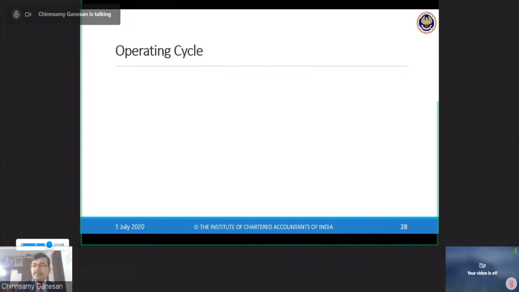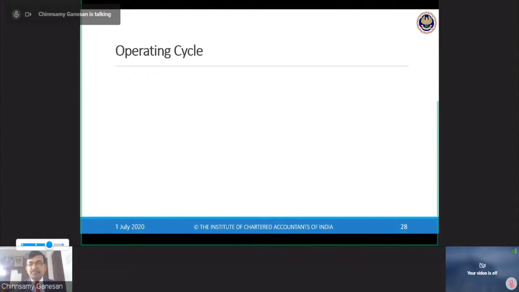And another 15 days is required to convert WIP into finished product. And debtors will be collected in 3 months time. What happens? Cash to raw material 3 months, plus half a month for WIP, half a month for finished goods, another 3 months for my collection back into cash. So 3 plus half plus half plus 3, that is 7 months, which is considered as an operating cycle.